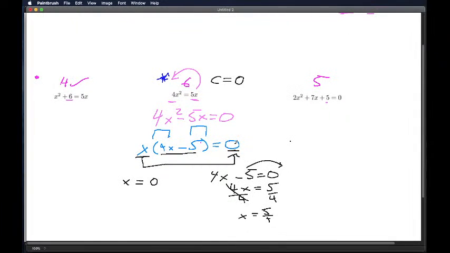So, all right, that was my first one. So my solutions for this is x is equal to 0 and x is equal to 5 over 4.